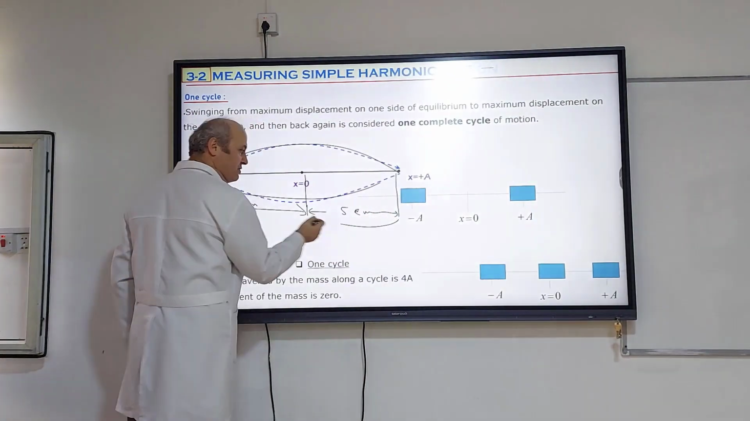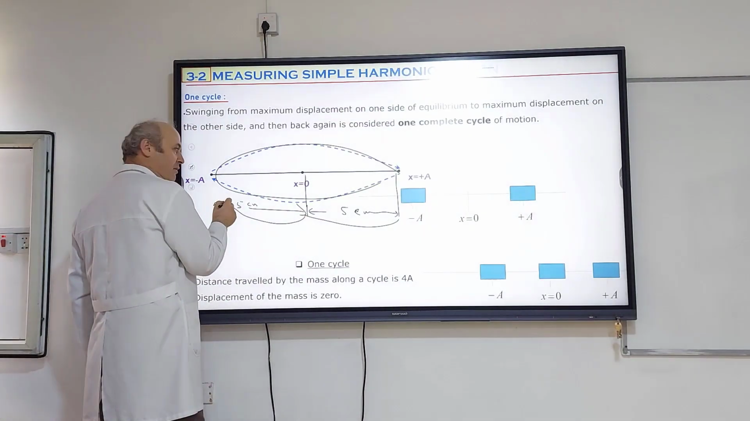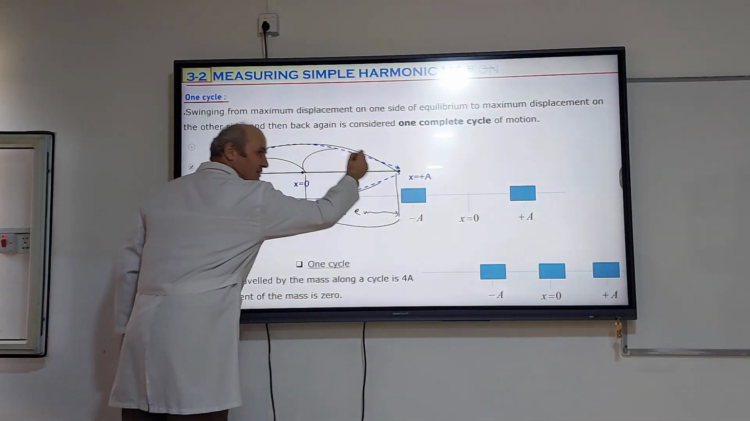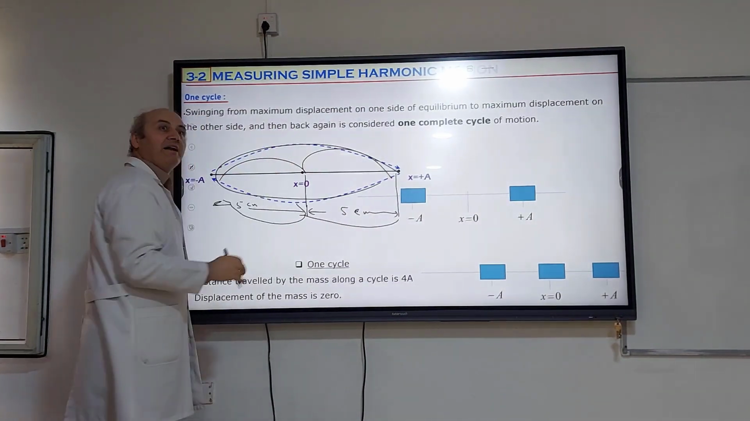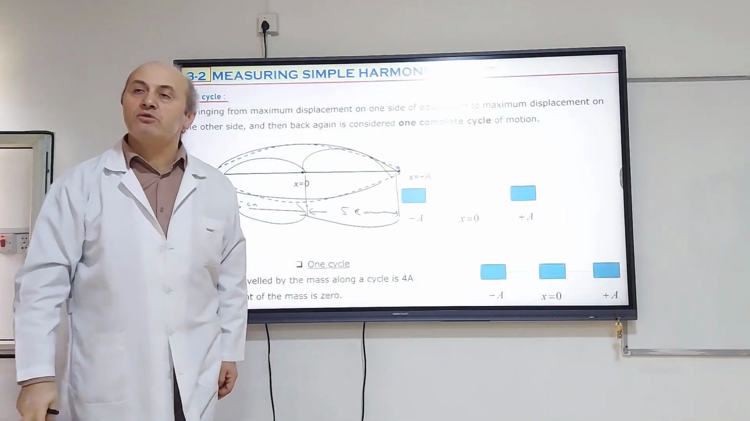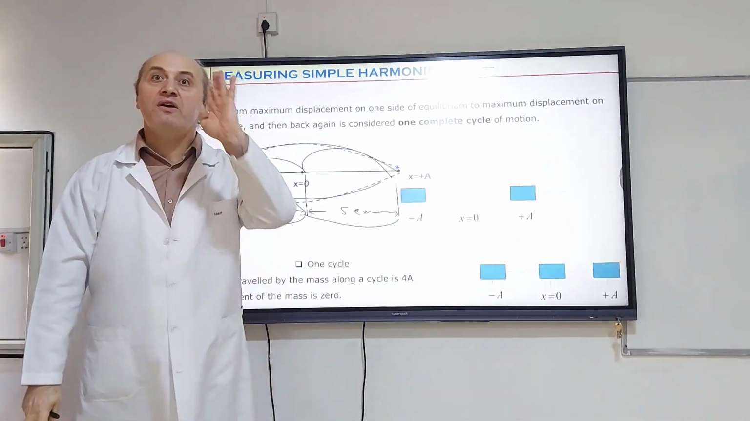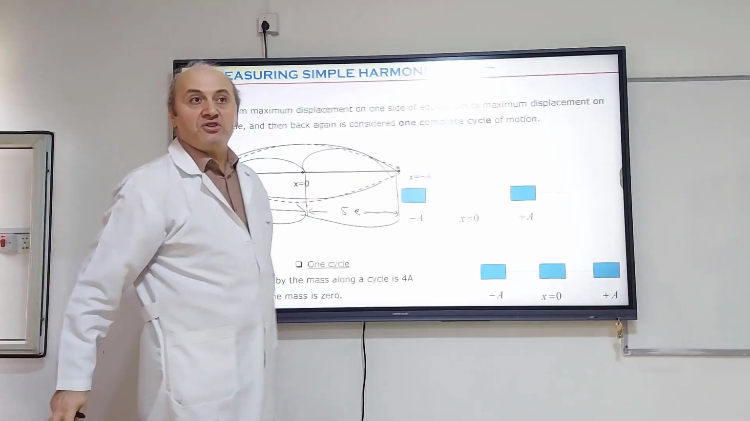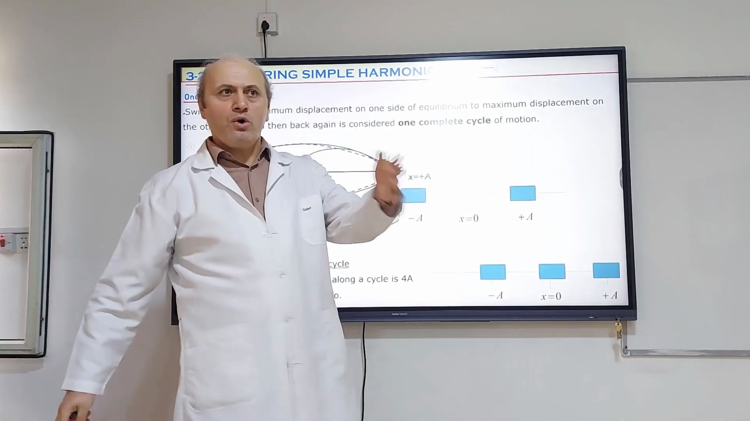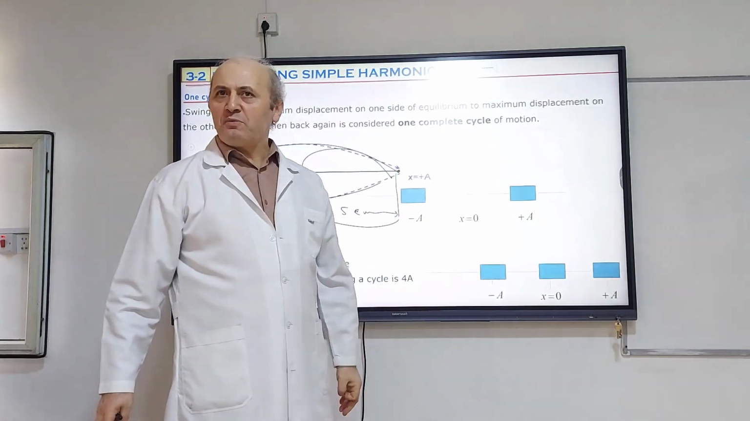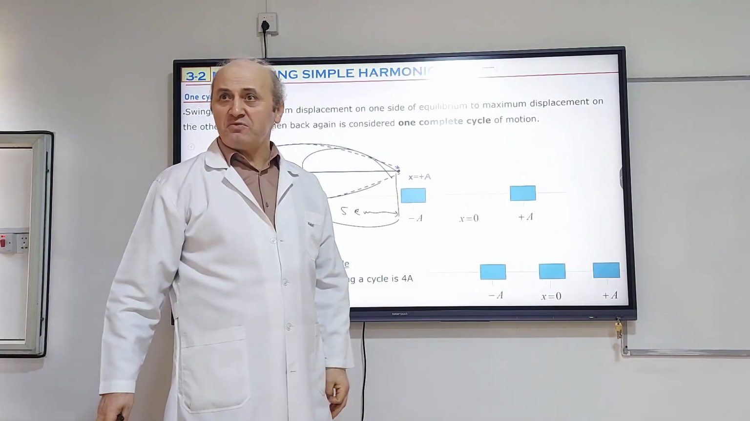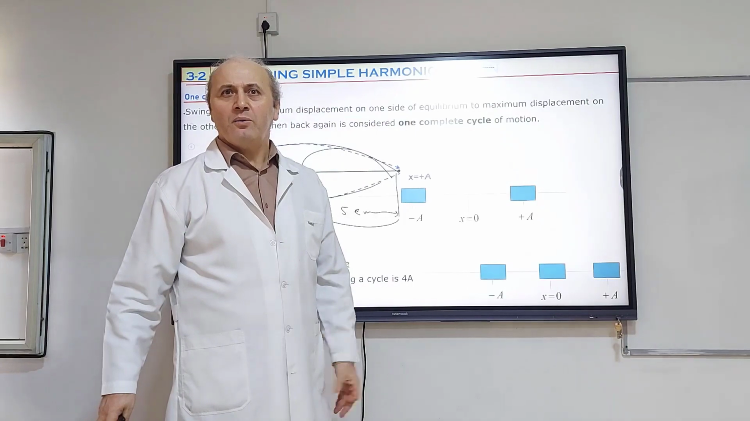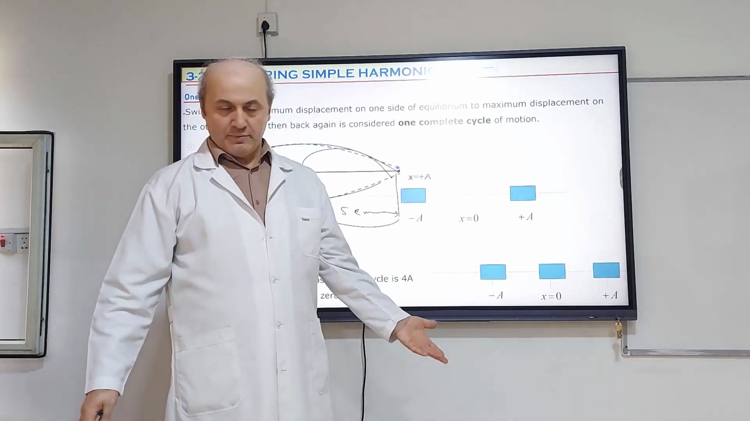From positive A to 0, 5. One forward again, back, 5. And again 5. 5, 5, 5, 5. Amplitude plus amplitude plus amplitude plus amplitude, which becomes 4 amplitude. In one cycle, an object travels a distance which is equal to 4 amplitude. Or, think oppositely: if an object vibrates and travels a distance 4A, it completes one cycle. You can also think the opposite way.